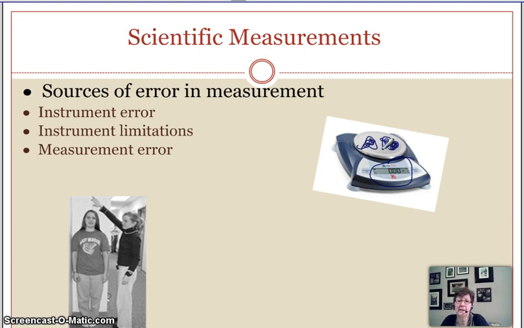Another thing that might cause us error, based on our instrument itself, is instrument limitations. If we look at the digits displayed on this digital display, I believe this balance is displaying 2 digits past the decimal point. So if we needed a measurement that was accurate out to a 3rd digit past the decimal point, this would not be a good instrument to get that with because it's limited to only those 2 digits. And so that would fit in this category right here of instrument limitations.